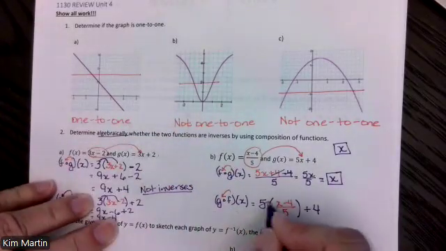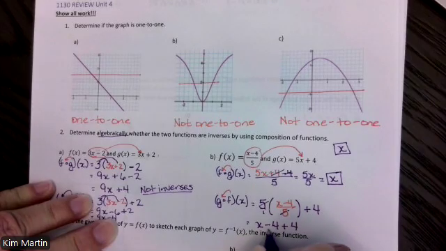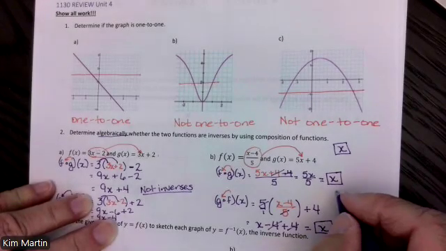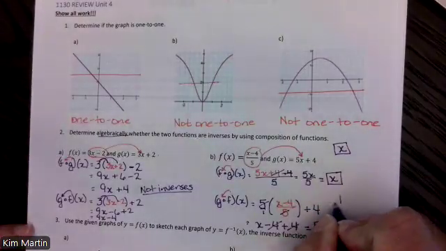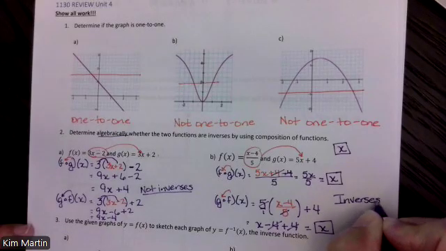This here, my 5's will cancel because this is 5 over 1. One's in top, one's in the bottom. So I'm left with x minus 4 plus 4. Negative 4 minus 4 plus 4 gives me 0, so I am just left with x. Because both of these are x, these are inverses. And that's how I proved it algebraically.